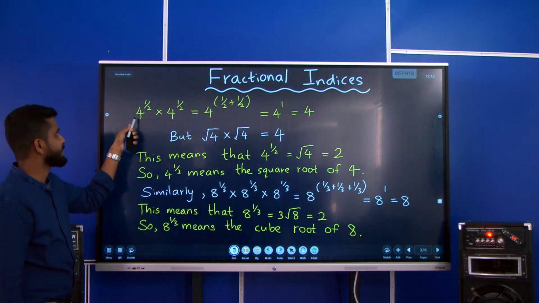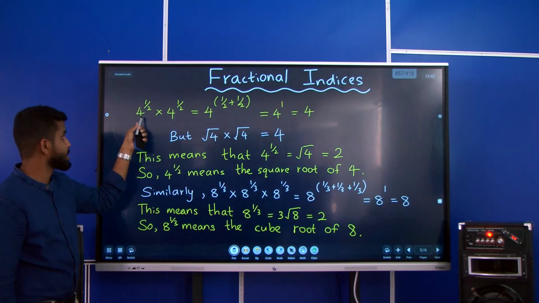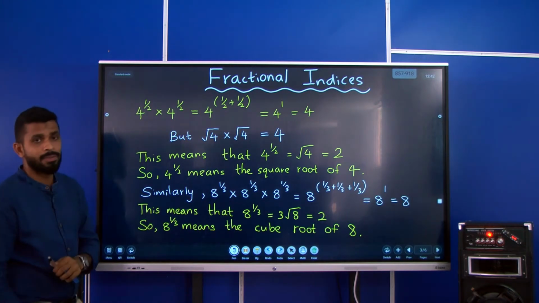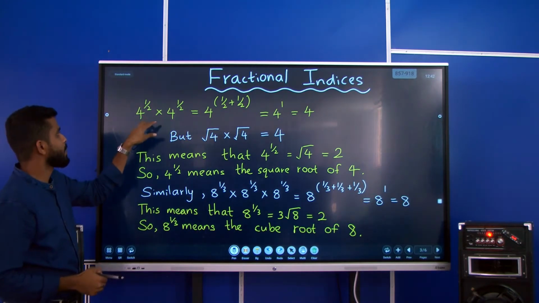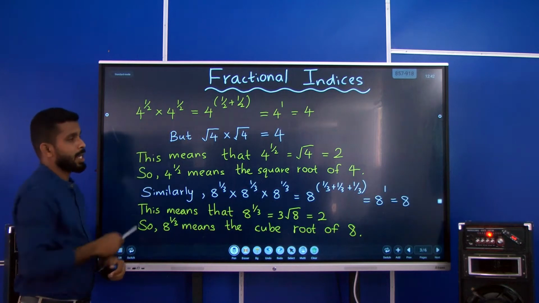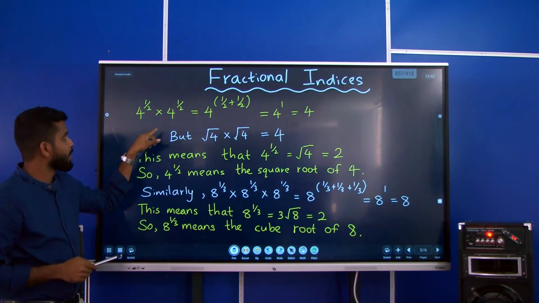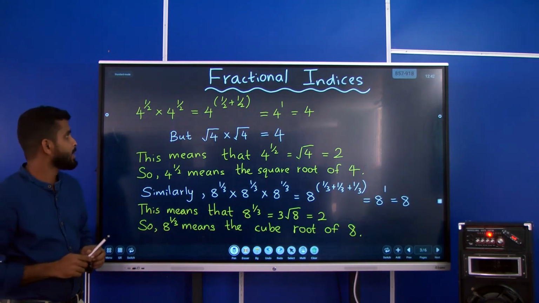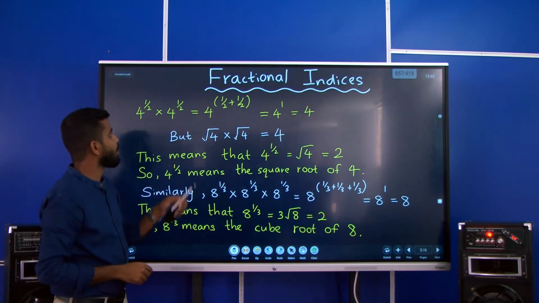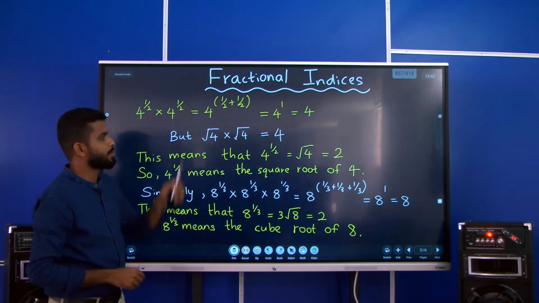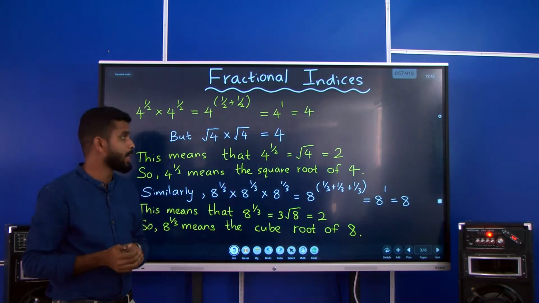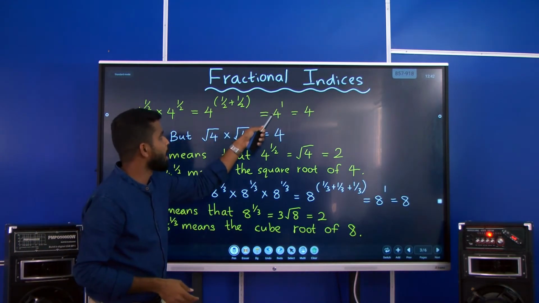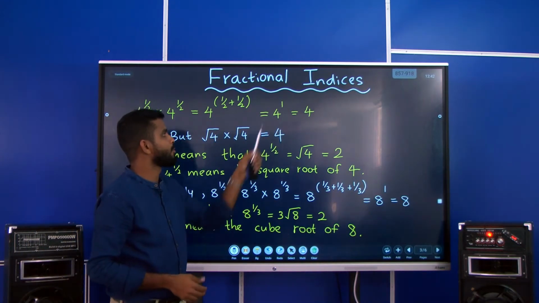See, the bases are the same. Here the base is 4, and here the base is 4. So when the bases are the same, and if they are multiplied, the indices would be added. Therefore, 4 to the power half plus another half. Half plus half equals 1. Therefore, 4 to the power 1, that equals 4.